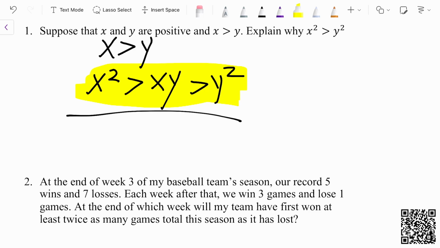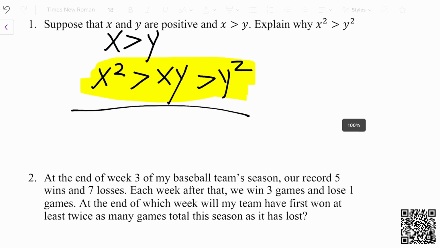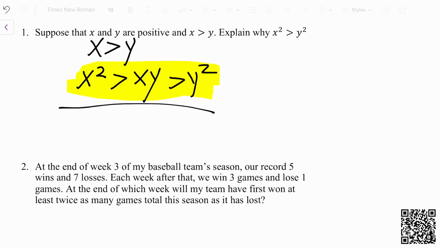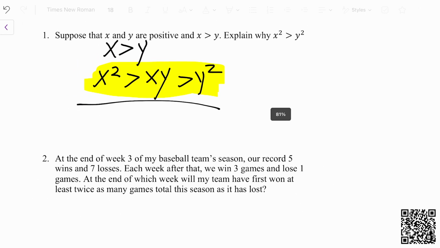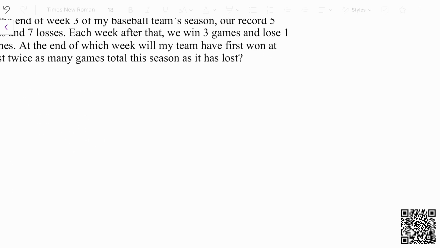since they are both positive. If they were both negative, or if one of them were negative, then it would be slightly different. But yeah. Moving on to problem number 2.